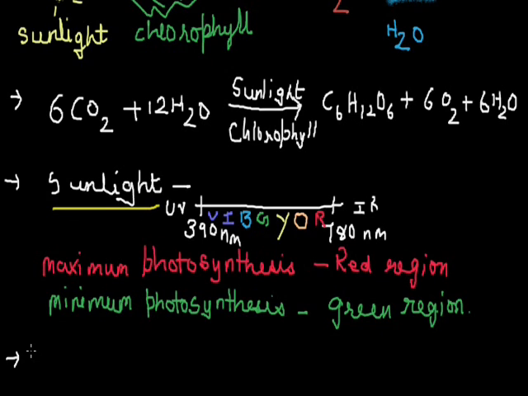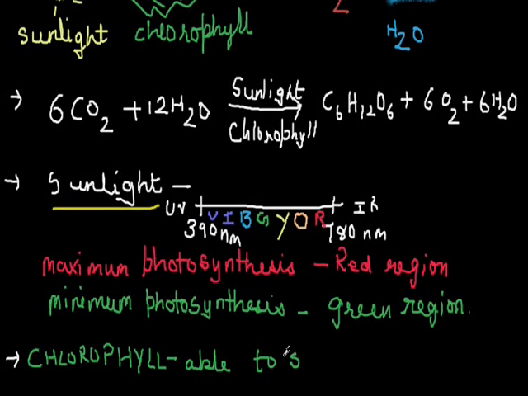The next thing which we require for the process of photosynthesis to occur is chlorophyll. What is this chlorophyll? Chlorophyll is a green colored pigment which is present in green plants, and it is able to trap solar energy and use it for the process of photosynthesis to occur.